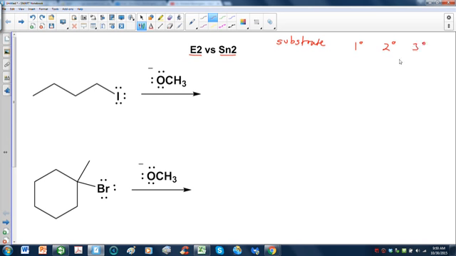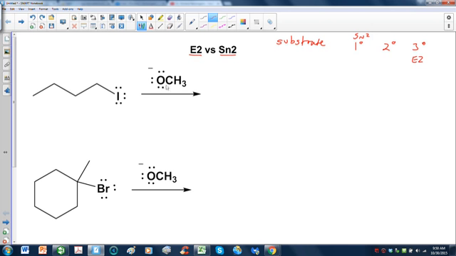If you watched the last video, you'll know that primary substrates, from what we've seen before, favor the Sn2 reaction. You would have seen this in a previous video as well. And then tertiary substrates favor E2 reactions. Now, when we're talking about E2 and Sn2, we're talking about strong bases and strong nucleophiles. So we don't need to worry about weak nucleophiles and bases right now. That's for E1 and Sn1.